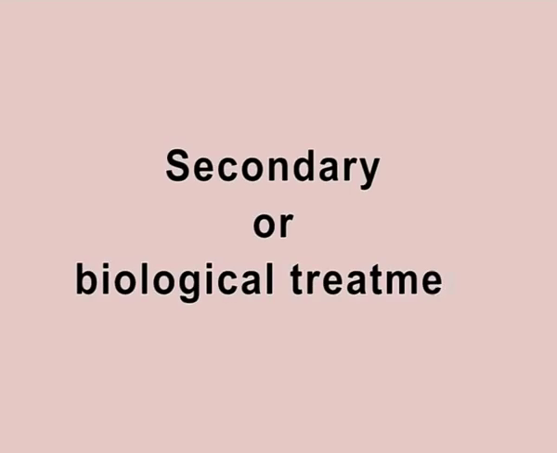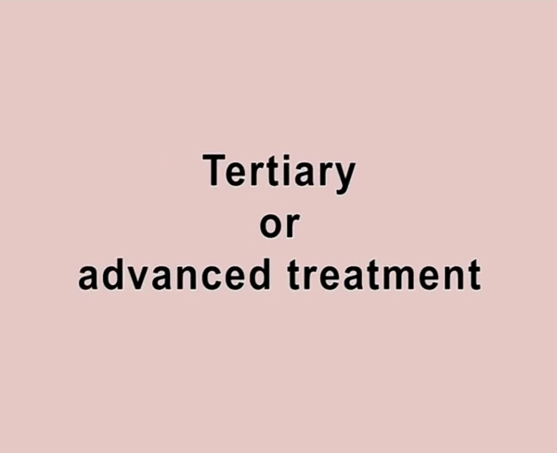So, what are they? The first one is the primary treatment, which involves the screening method, grit removal and sedimentation, which is also called settling. The second one, the secondary or biological treatment, includes the biological processes and an additional settling process. The third one is called tertiary or advanced treatment, which includes microfiltration, ultrafiltration, reverse osmosis and other major advanced improvements that are seen in the liquid waste treatment process.